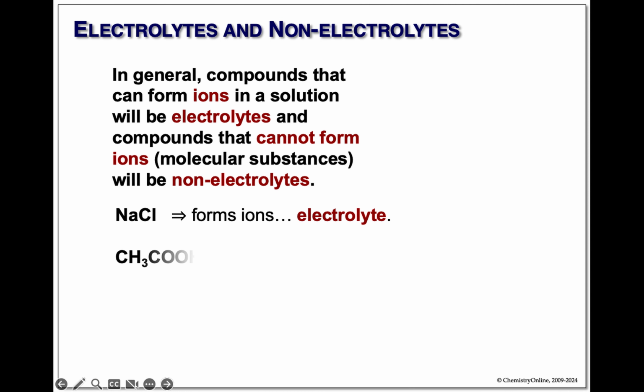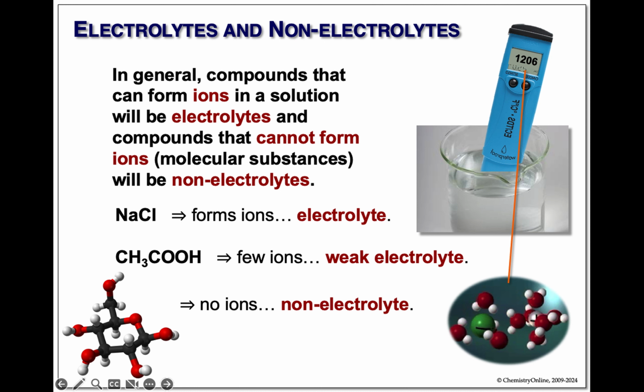If your species forms ions, it's an electrolyte. Here we go. These hydrated ions facilitate the flow of electricity and you get a big number. If you have a weak electrolyte, you get very few ions being formed. Sugar, very polar molecule, dissolves nicely in water, doesn't it? But it does not ionize, so it's a non-electrolyte.